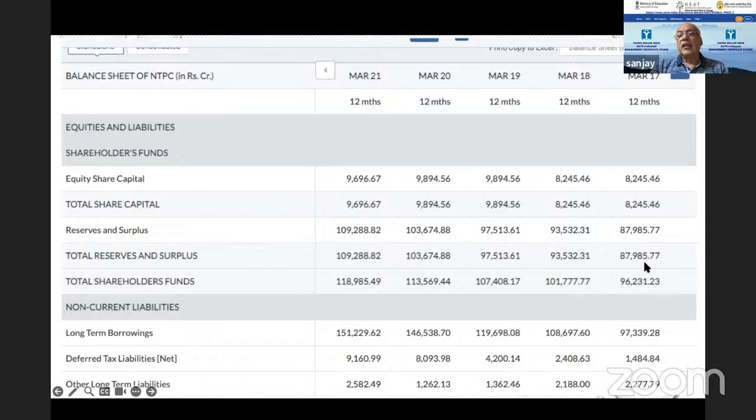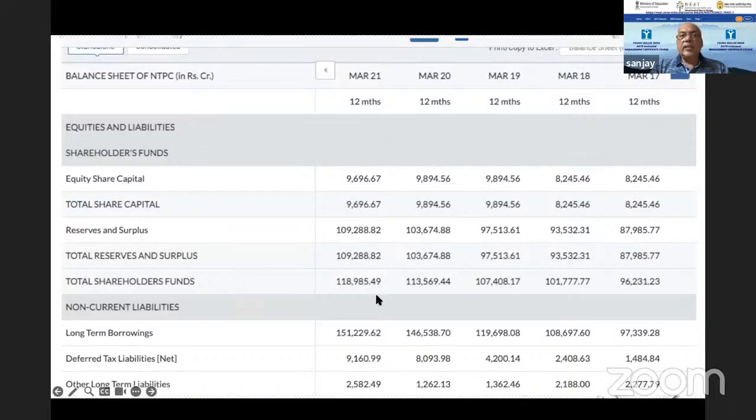See, in March 17, it was 96,231. Why was this the case? One, because its accumulated profits at that time were 87,985 crores. This every year kept increasing till it reached this particular level. And now the total shareholders' funds are 1,18,985.49. This is their actual balance sheet for this year. If you look at the borrowings, we find that the long-term borrowings are a little more than this. It's 1,51,229 crores. This again has increased from the 97,339 crores that it used to be in March 2017.